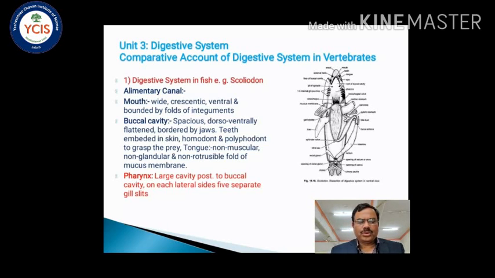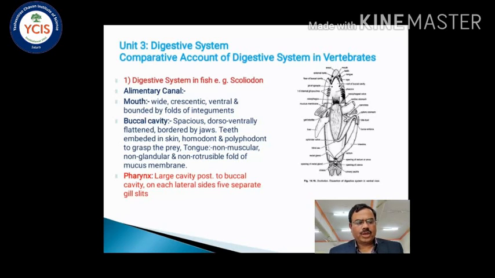As you know, the digestive system is composed of the alimentary canal and the digestive gland. The alimentary canal starts from the mouth and ends in the anus or the cloaca. All along its length, it is differentiated into various regions. In Scoliodon, the alimentary canal starts with the mouth. The mouth is wide, crescentic, located ventrally, and bounded by folds of the integument. This mouth further leads into a spacious cavity known as the buccal cavity.